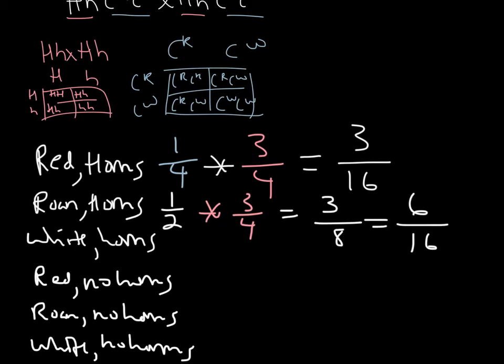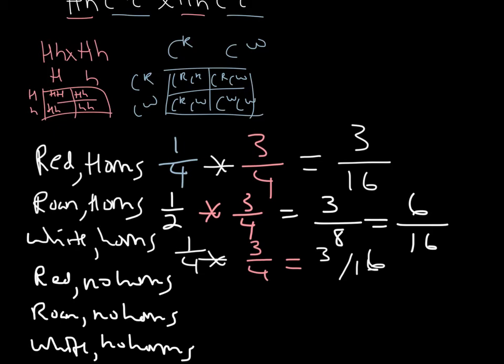All right, white. To be white is only this option here, so that's a 1/4 probability of being white. Crossed with the horns, again, it's the 3/4, and that's going to give us a 3/16 chance of being white and horned.